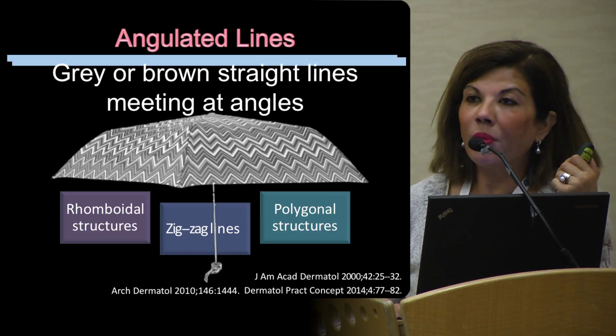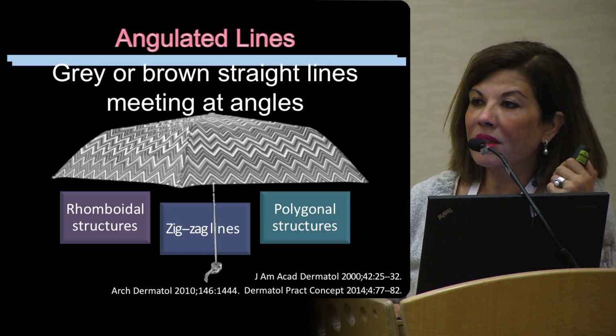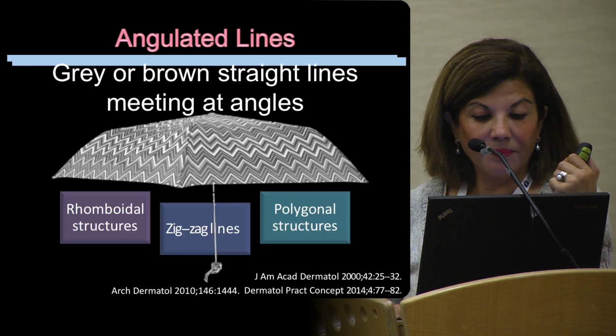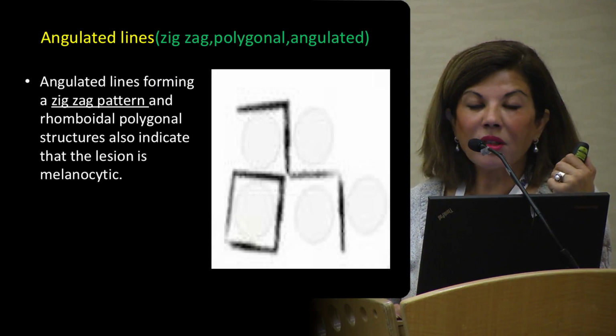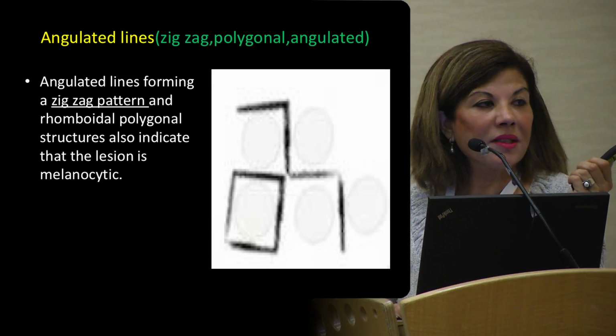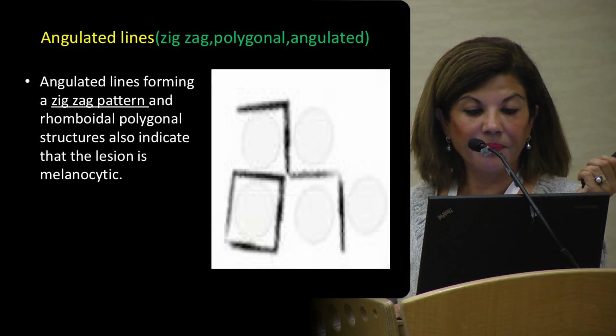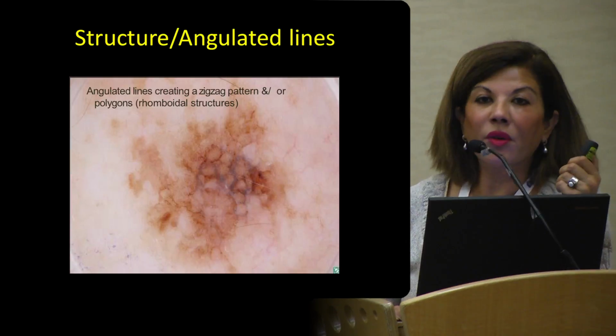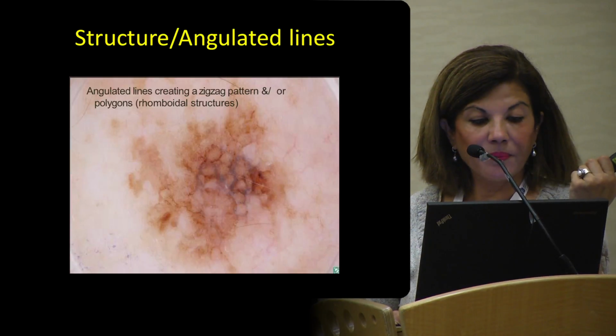Angulated lines are gray or brown straight lines that meet at angles to form a polygonal, zigzag or rhomboidal pattern. This is a schematic representation of angulated lines and typically implies that the lesion is melanocytic. This is a dermoscopy image of angulated lines showing polygons or rhomboidal structures.